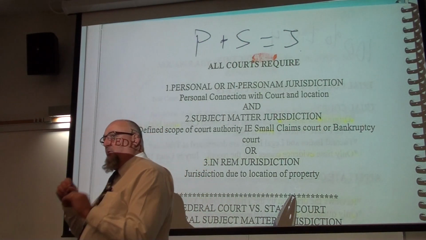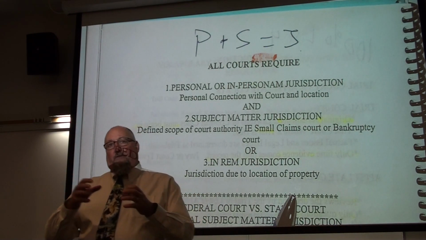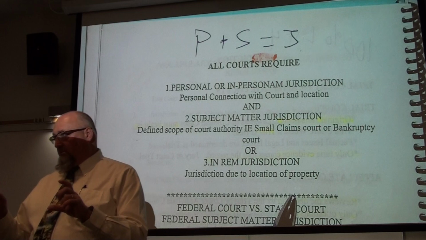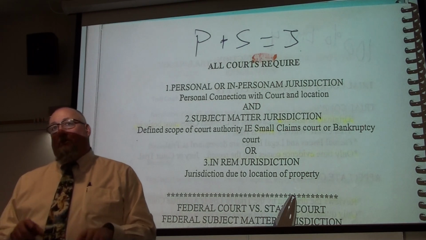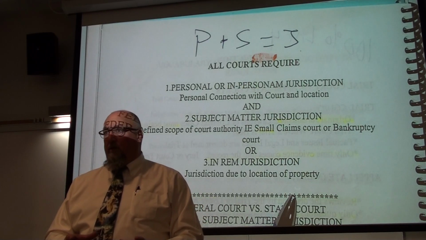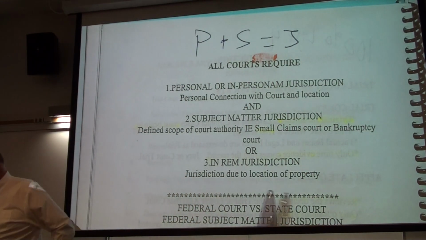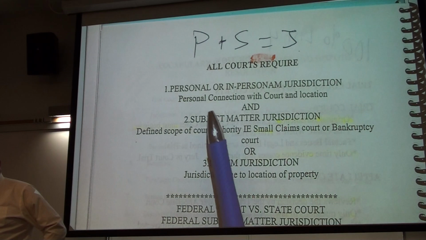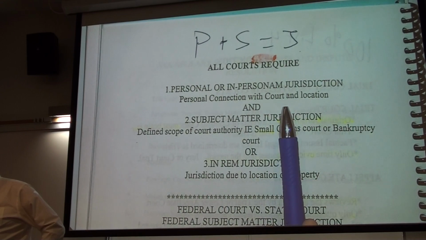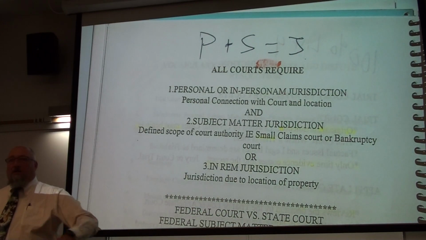So the first thing I have to show to a judge is that the case and the people involved in the case, the parties, have a connection with the physical location of the court, the boundaries where the court has jurisdictional authority. So I have to show an attachment or a connection right here. A personal connection between the parties and the court, the location of the court. All right, so I have to show this connection. And this applies to everybody involved.